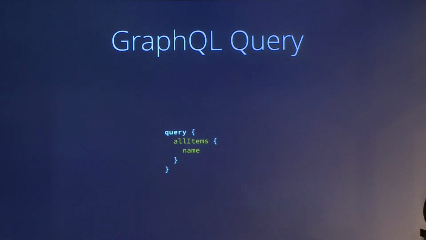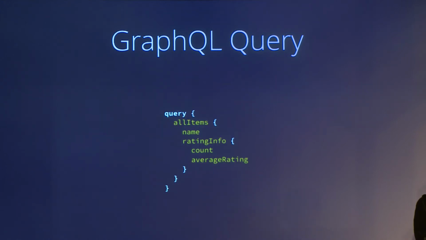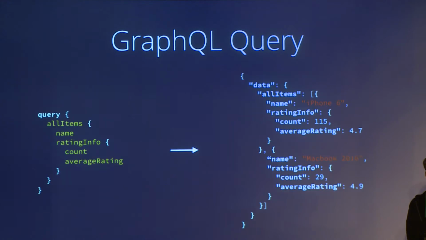In this case, we say, okay, we want to get all items, and for every item, we want to get a name. But we can actually also query nested data and traverse the entire graph. So here we want to get all items, their name, and also their rating information, including the count and the average rating. If we send this query to your GraphQL API, the server fills out this query and gives you back exactly the data that you're looking for. I think that's a fairly intuitive pattern, and this is what GraphQL is all about. So here we have looked at a GraphQL query.